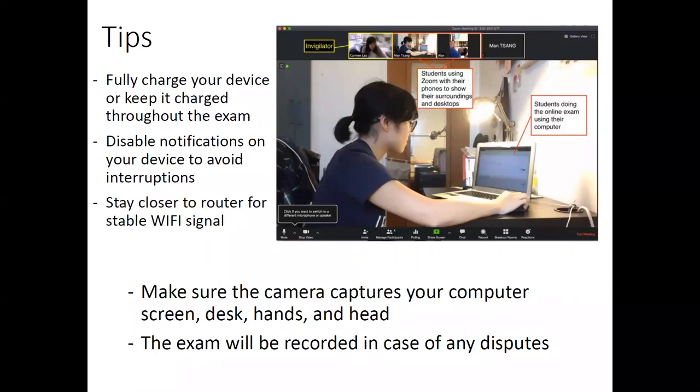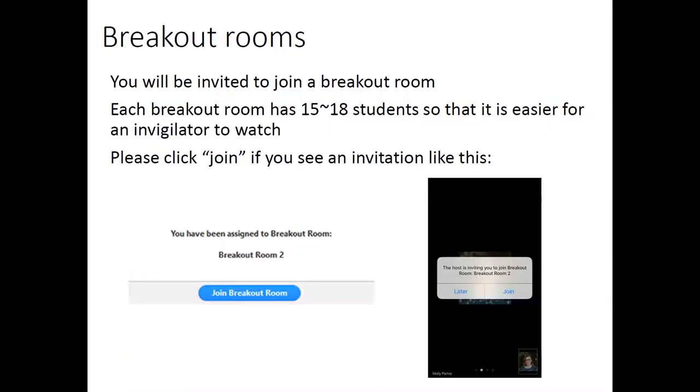You've seen this figure before. I will not repeat. Just make sure that you appear on the video in this way. The invitation to the breakout room looks like this. Accept it when you receive it. This time I will just randomly dispatch, because last time I tried to assign students with particular IDs to particular rooms, which was not very efficient. So you will receive the invitation very quickly before the exam starts.